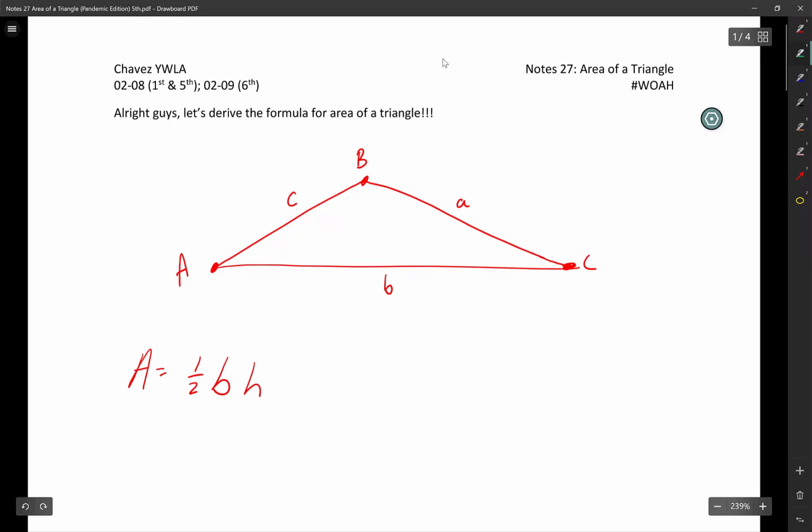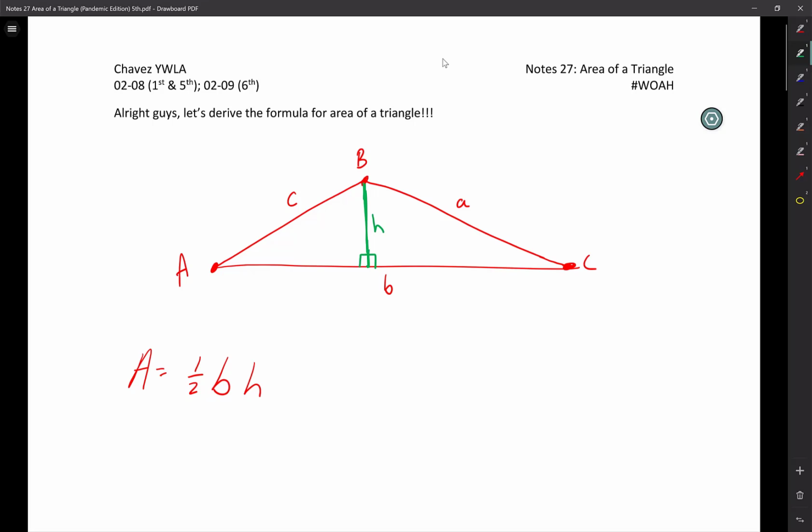And how do you calculate the height? The height is always perpendicular. So here's your horizontal. You make a perpendicular line and you make it go towards vertex B here. So this is your height. That's a right angle, and I'm going to call this H. Does that make sense so far, guys?